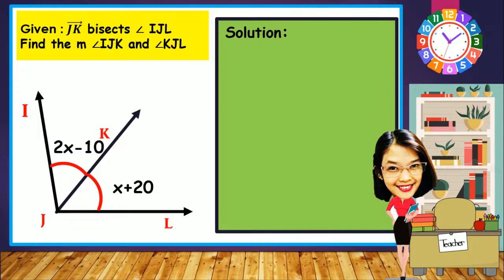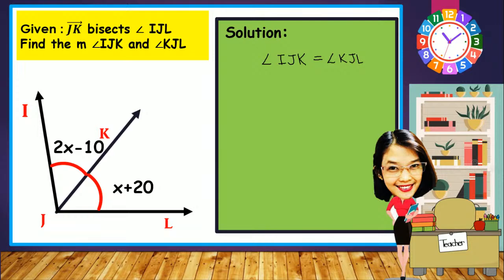Okay. So, from there, we can now find the missing value. So, the measure of angle IJK is congruent or equal to the measure of angle KJL. Yan. So, your answers are correct.